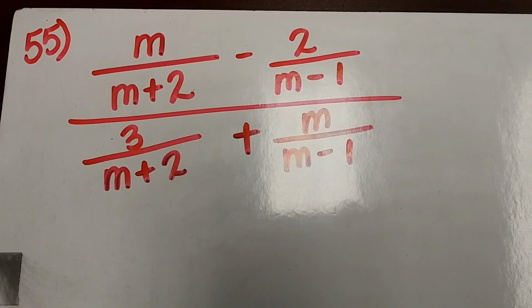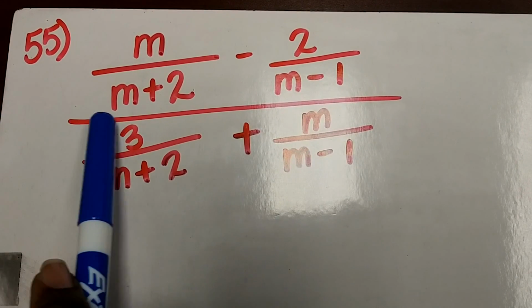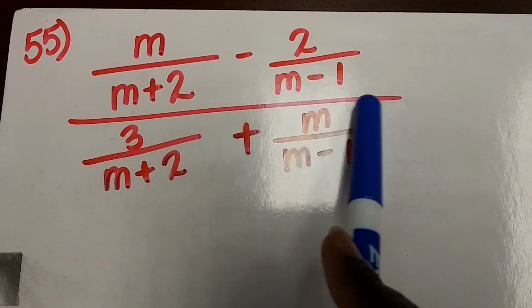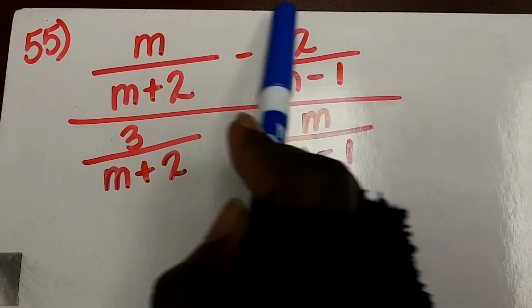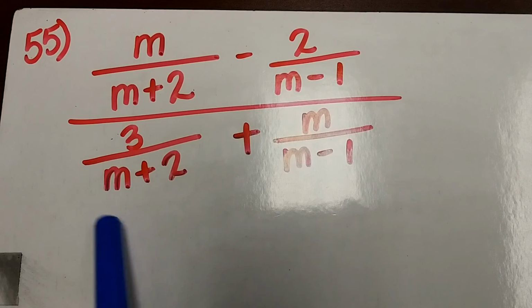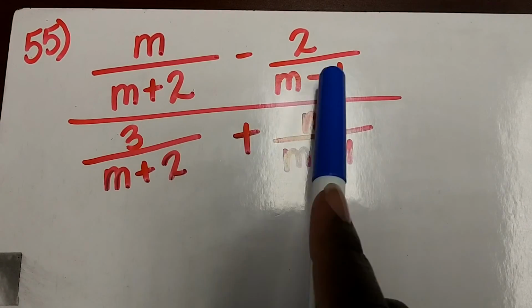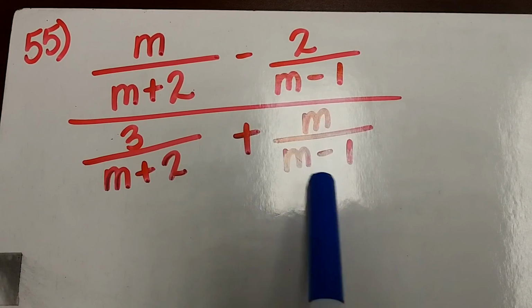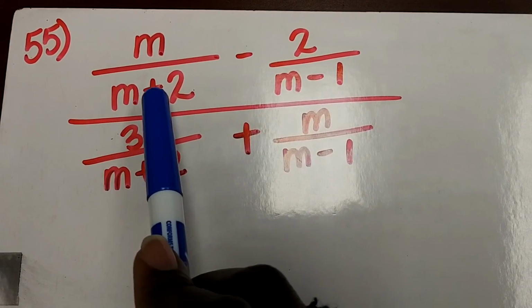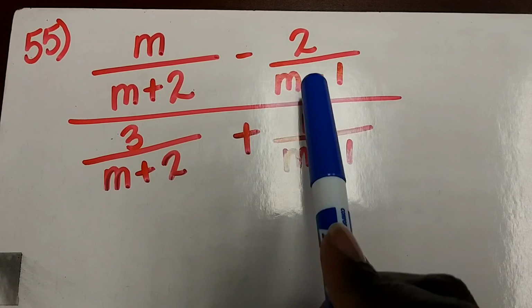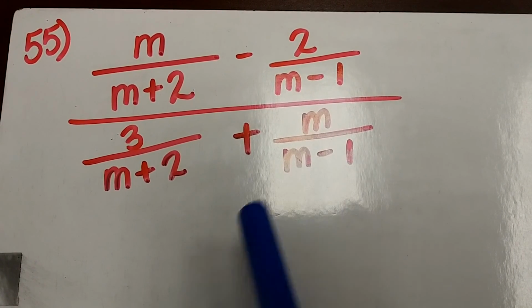But look at the denominators. You want to see this fraction as your main fraction, and you want to look at this as if it's the numerator part and this is your denominator part. Okay, but within that numerator I have a denominator. Within that denominator I have another denominator. So we're only looking at the m plus 2, m minus 1, m plus 2, m minus 1.